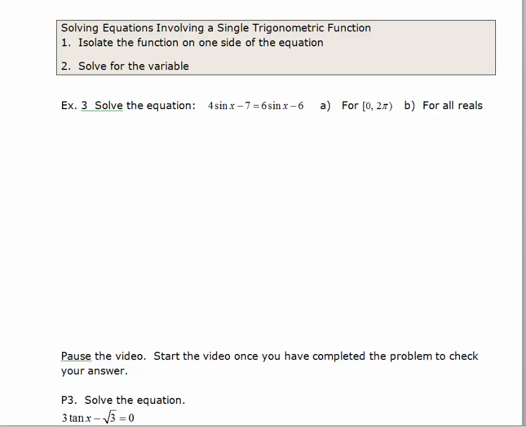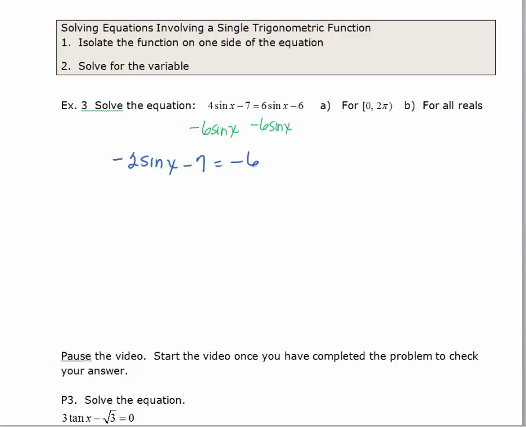When we solve more complicated trigonometric equations, there's a short list of steps. But basically your job is to isolate the trigonometric function on one side of the equation and then solve for the variable. And so the first thing I'm going to do here is I want to get the sine x on one side. That would be my trig function. And in order to do that, I'm going to subtract 6 sine x from each side, leaving me with negative 2 sine x minus 7 equals negative 6.